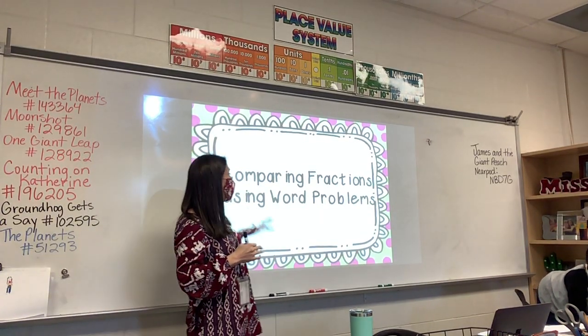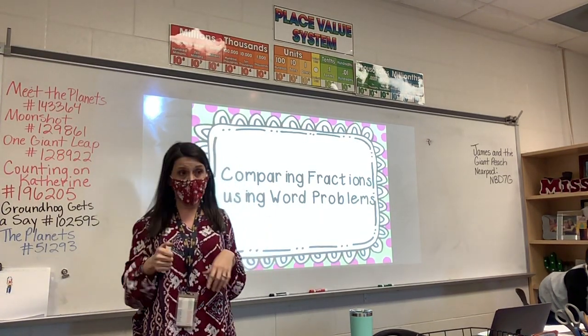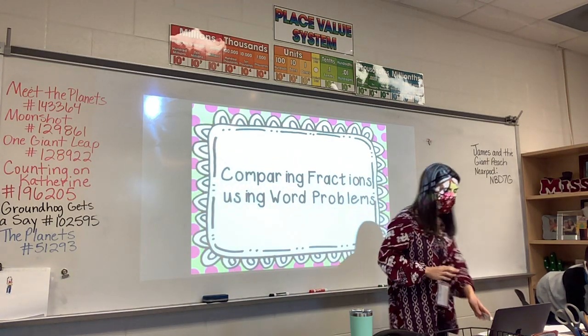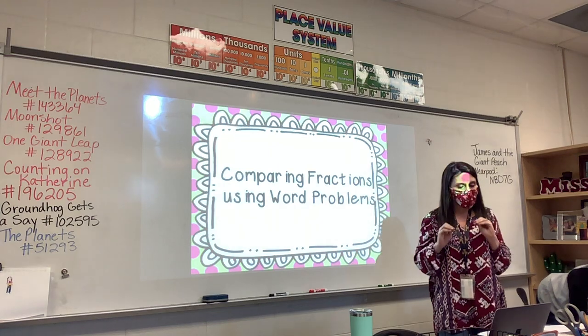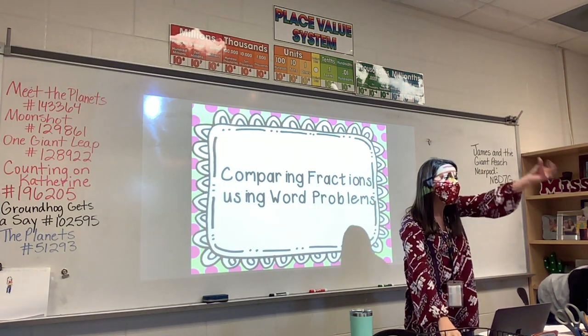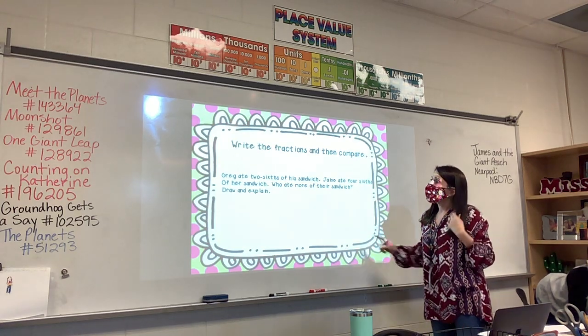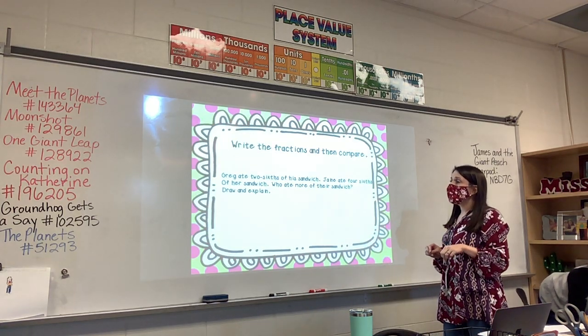We are working with comparing fractions using word problems, okay? So it's not going to be anything crazy or different. It's just comparing fractions using the word problem. So we're going to pull the fractions out of our word problems. This one says, write the fractions and then compare.